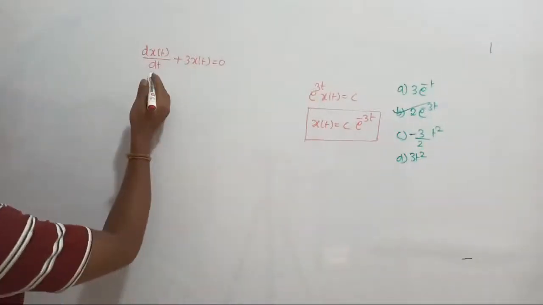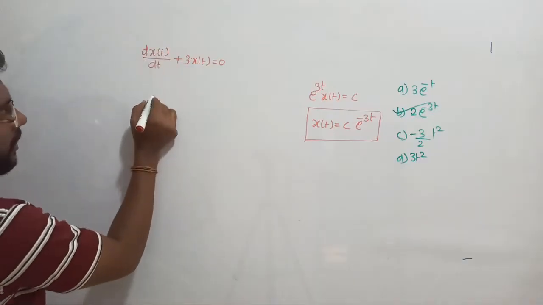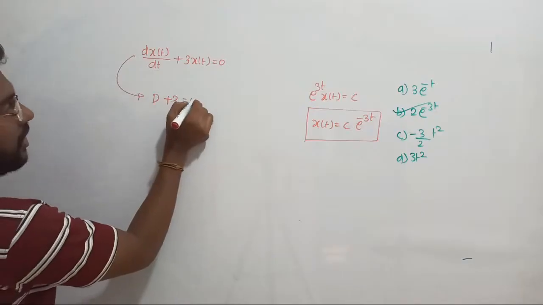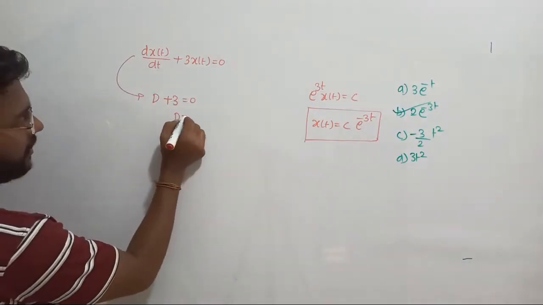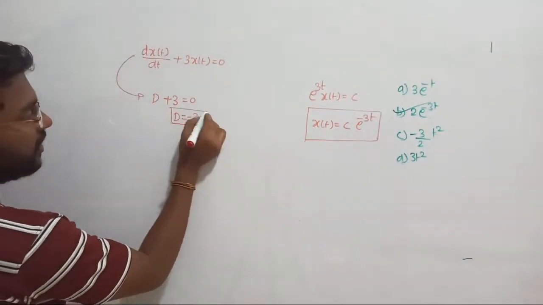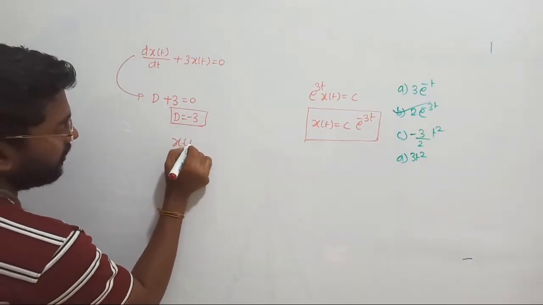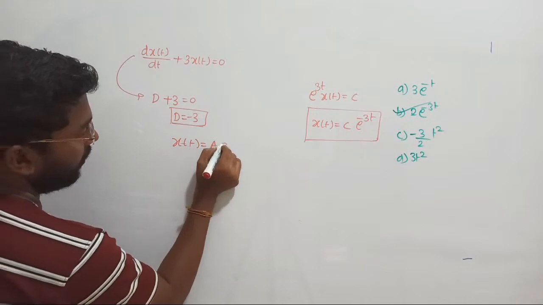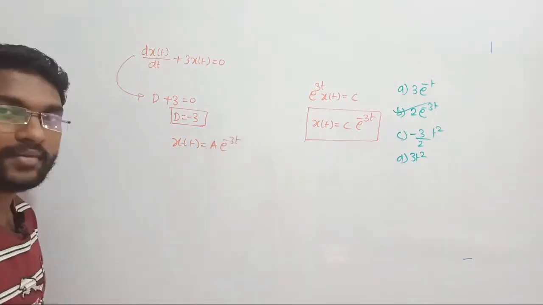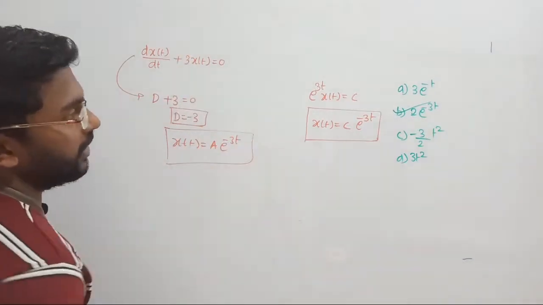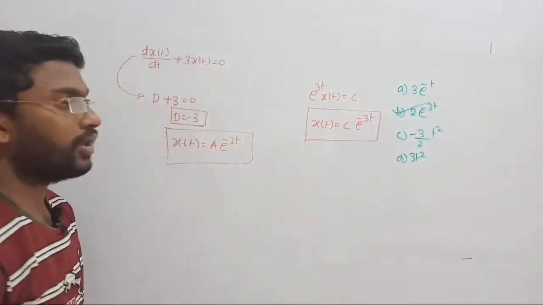See there, simply we can say dx by dt can be simply written as (D plus 3), the characteristic equation of this system, equal to 0. From this I can say D is equal to minus 3. If you have a single root, then what will be the solution? Then we can say x of t is equal to arbitrary constant a into e power minus 3t. One step. Even this we need not write, you can answer by looking at the question. So in this way also you can get the answer.